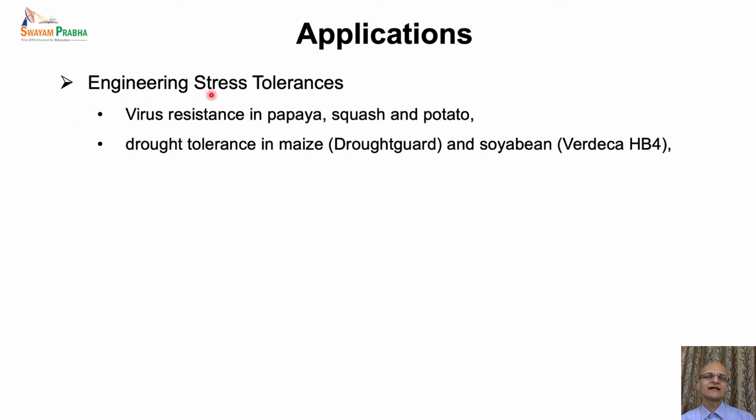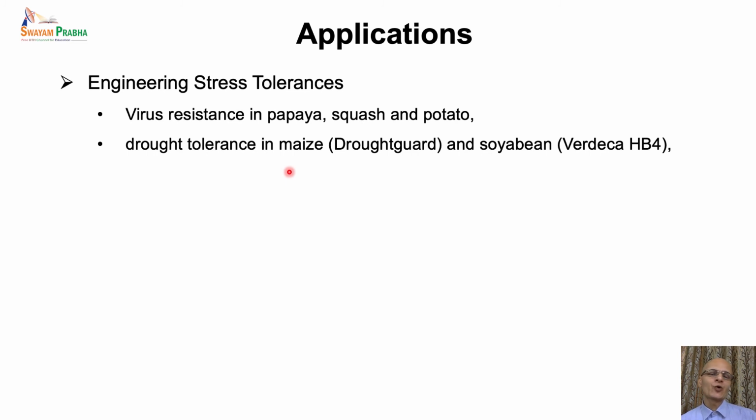So the first one is engineering stress tolerance. One of the first such examples is engineering virus resistance in papaya. At one time, in the 1980s and 90s, Hawaiian papaya, Hawaii being an island state in the United States, was on the verge of extinction because of papaya ringspot virus disease. All the traditional strategies failed to control the virus infection, and then transgenic approaches were tested for this purpose.